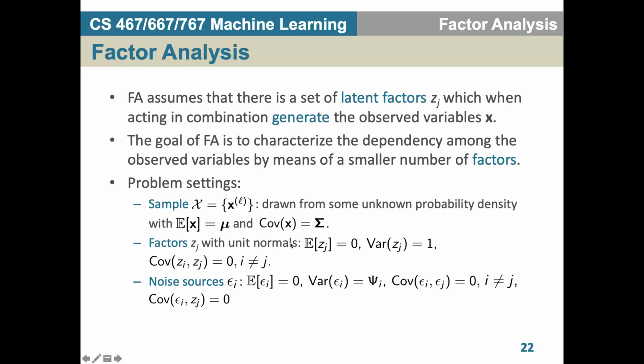So the factors should be orthogonal, right? So it's more like you assuming how the real world generates a human face, right? So maybe you have the race, right? And then you have the hair color, right?